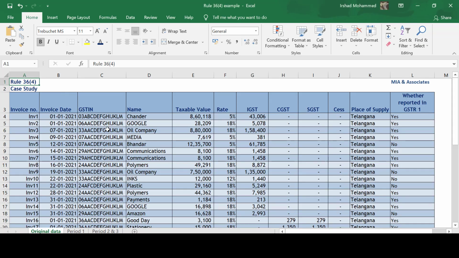Now friends, what you are looking at in the screen is a typical purchase register of an enterprise for a given month. You can see the data of supplier invoices such as the invoice date, GST number, taxable value, and the GST values, which are essentials for computing the eligible ITC under Rule 36(4).